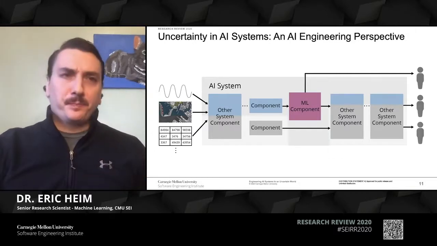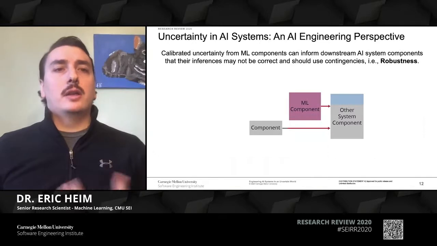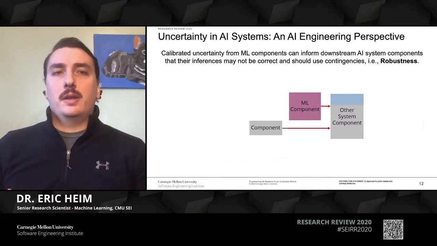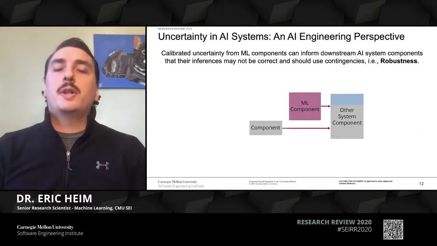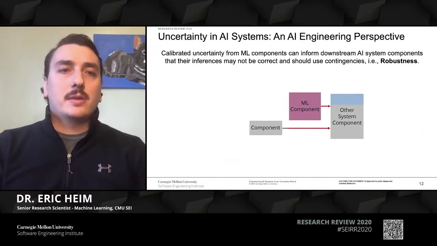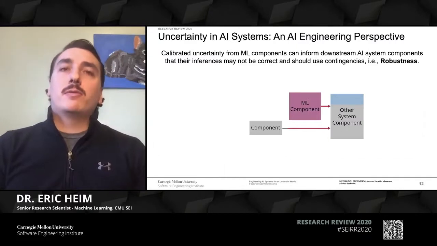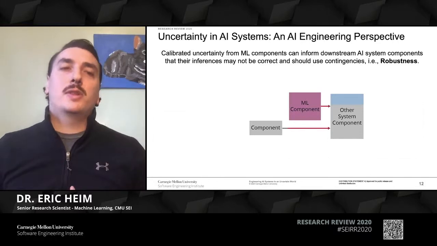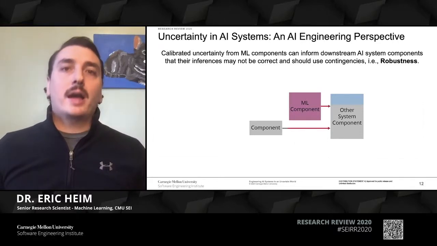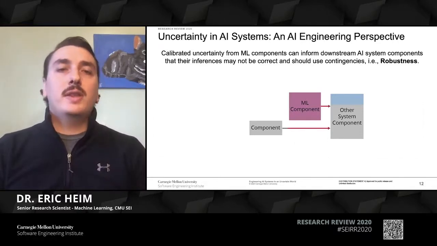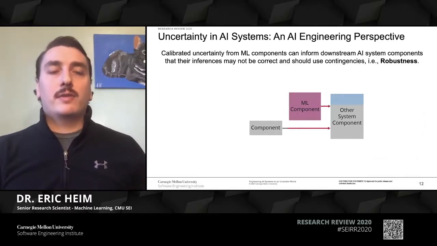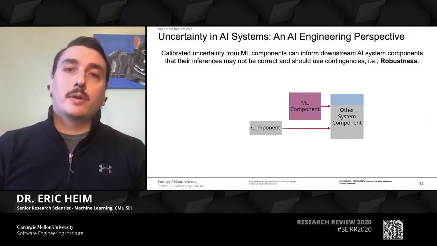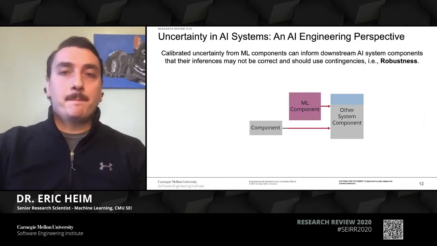Now, the good thing about having calibrated estimates of uncertainty is that it can actually inform these other components downstream in the AI system. So if the model, for instance, is very uncertain in all its predictions, the system as a whole can determine that those inferences from the model are now unreliable and have mitigation strategies in place. So this actually implies that uncertainty quantification, or calibrated estimates of uncertainty, can increase the robustness of your ML system or your AI system.